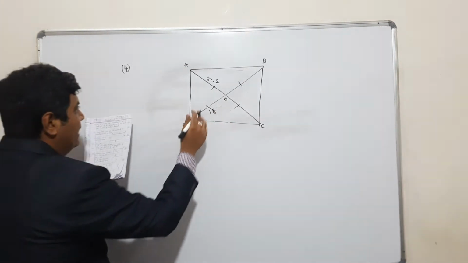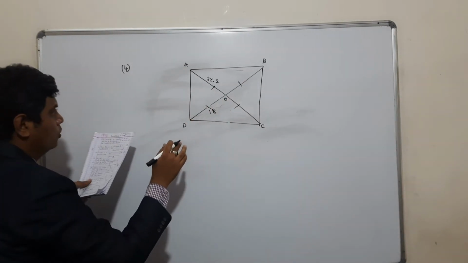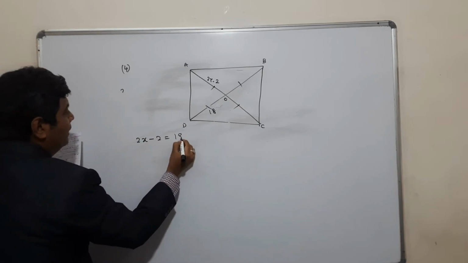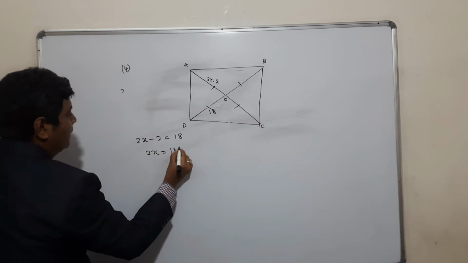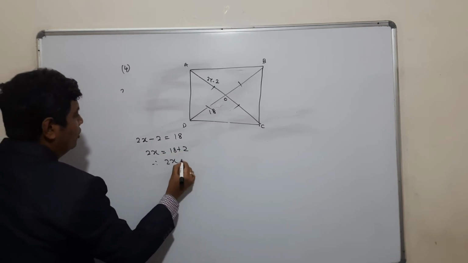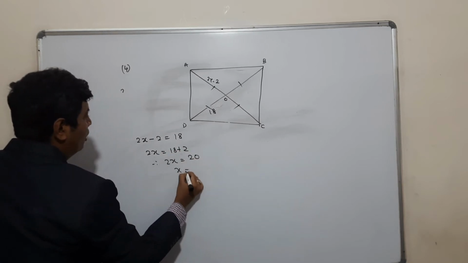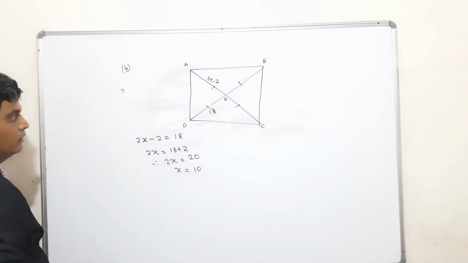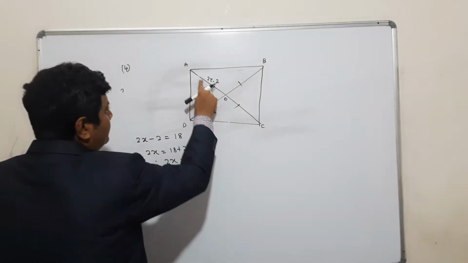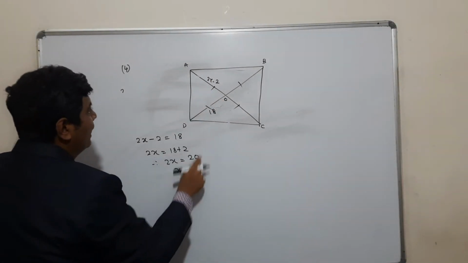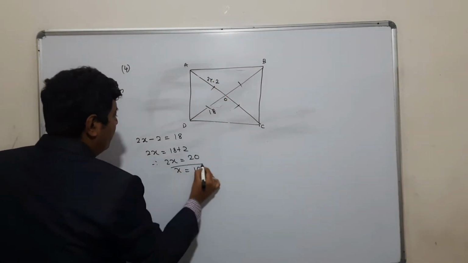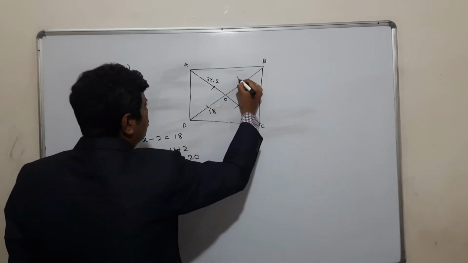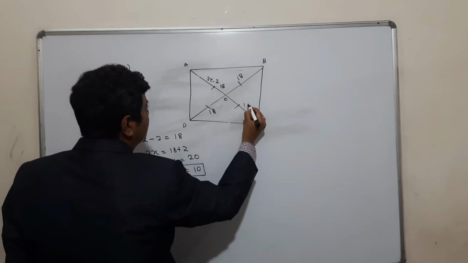So now can I say 2x minus 2 is equal to 18? So 2x is equal to 18 plus 2. So therefore 2x is equal to 20. So x is equal to 10. Correct? So now what do I get? This part is x equal to 10. This is 18. So first I have found the value of x. Now if this is 18, this is also 18, this is also 18 and this is also 18.